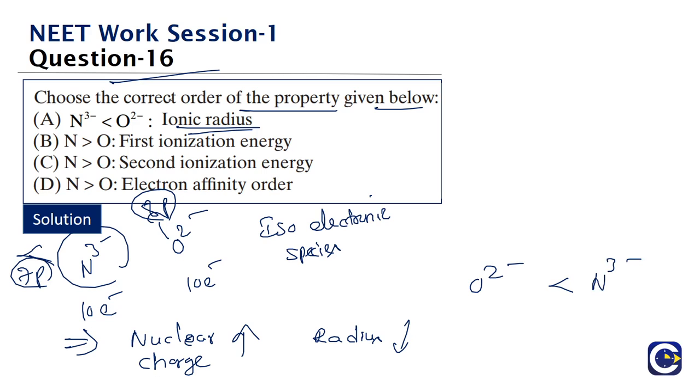Okay, so here if you just check it right, what they're asking, choose the correct order. Means first one is not correct. First is not correct. Okay, so look at option B. Nitrogen is more than oxygen in the first ionization energy. So remember, when we go in any period, like say nitrogen and oxygen belong to second period, right?